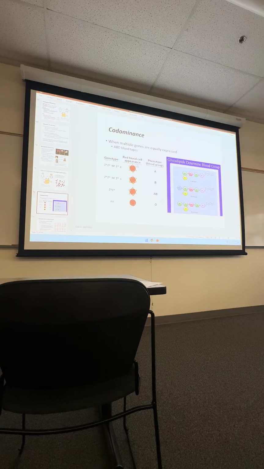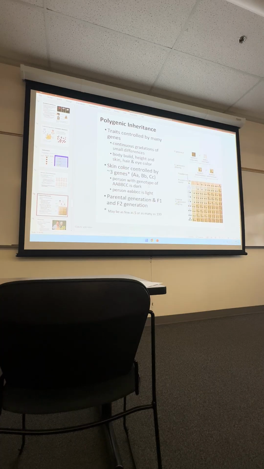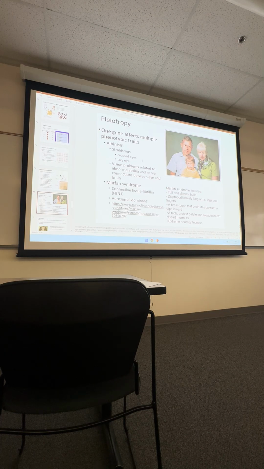So we have normal, sickle cell trait, and then sickle cell disease. We looked at codominance and our blood types. We looked at multi-allele inheritance, which goes right along with codominance. We looked at polygenics, where you take multiple genes that are going to affect one trait. Polygenics: skin color, height, eye and hair color, body build, all those kinds of things that you can't absolutely block into a category are generally controlled by polygenics. Then we looked at pleiotropy. Do you remember this one? One gene controlling many traits. Albinism is one example of that, and Marfan syndrome is another.